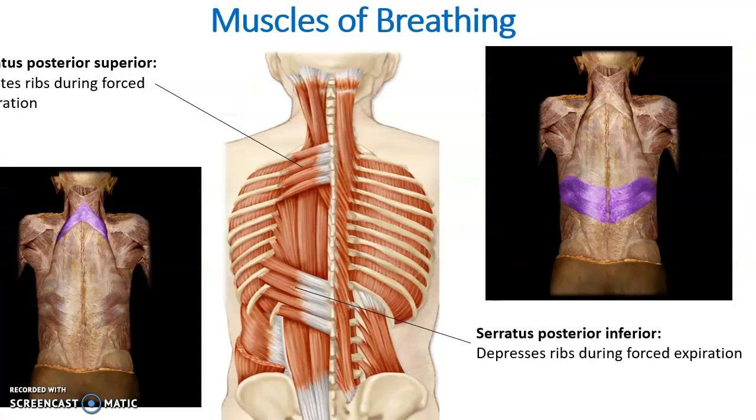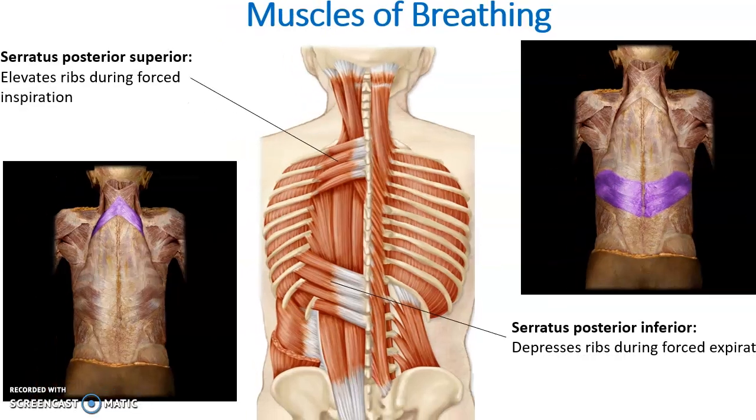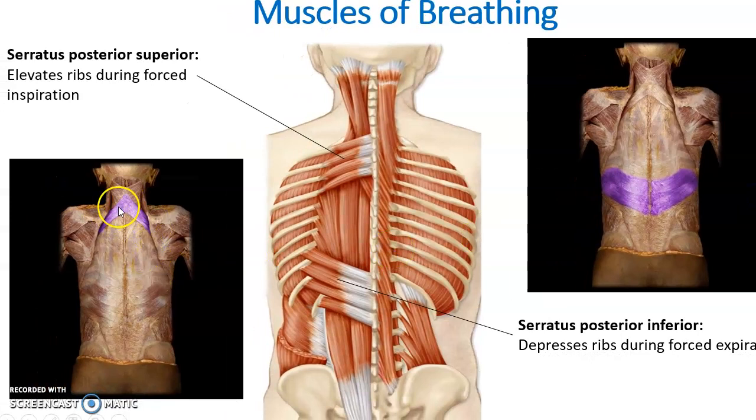All right, we also have two other muscles. We have serratus posterior inferior, as shown here. They depress ribs during forced expiration. So they depress the ribs to allow us to breathe out faster and harder. And then we have serratus posterior superior, and they elevate the ribs during forced inspiration. So they help to expand the thoracic cage when we try to breathe in as hard as possible.